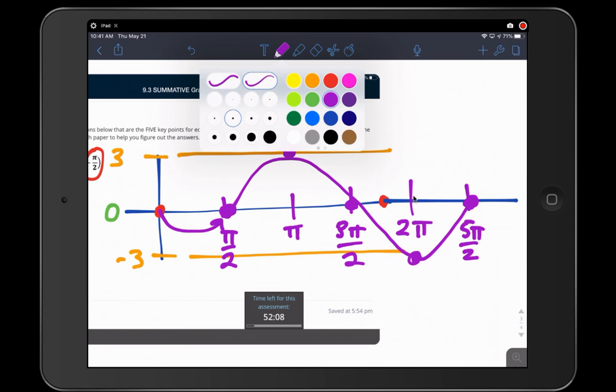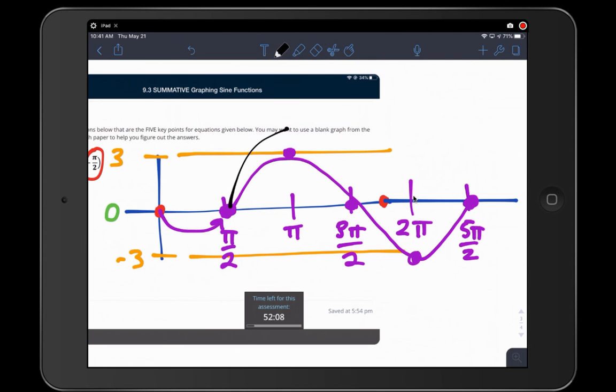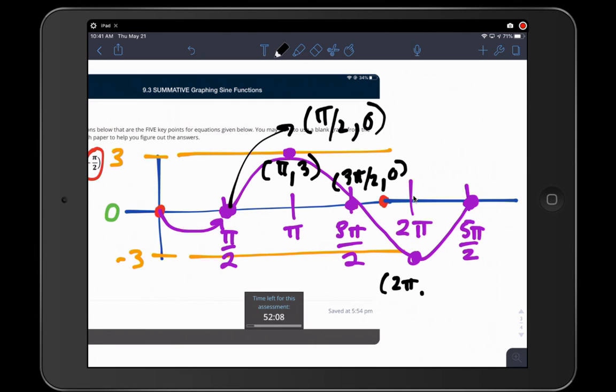All right, so then this point here, it's on the middle line, we start at pi over 2 and then 0. This point here would be at pi, 3. This point here would be at 3 pi over 2, 0. This minimum is at 2 pi, negative 3. And then this center point, again, is at 5 pi over 2, 0. Okay, making some progress here.